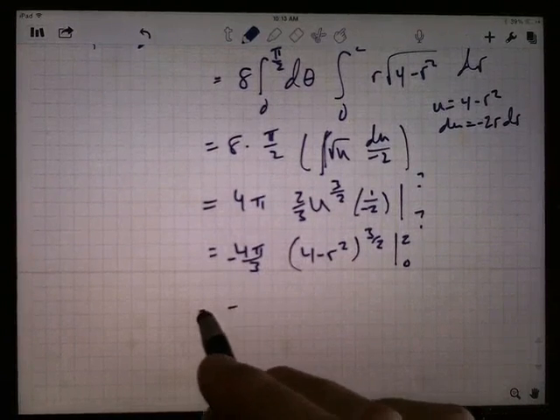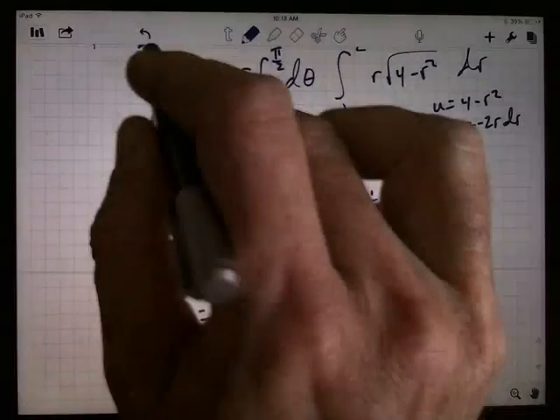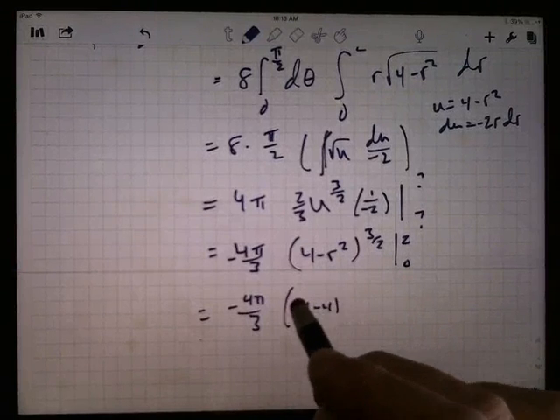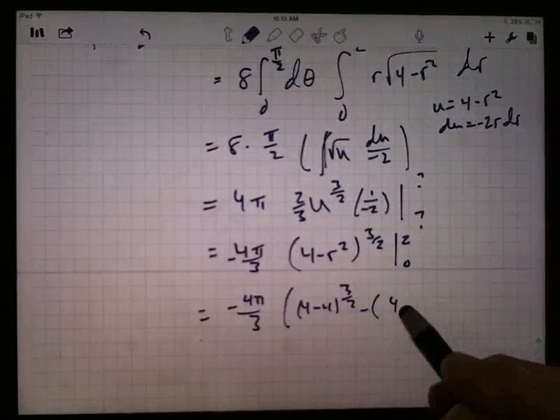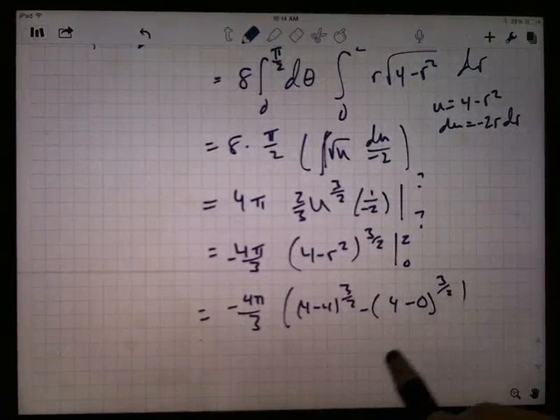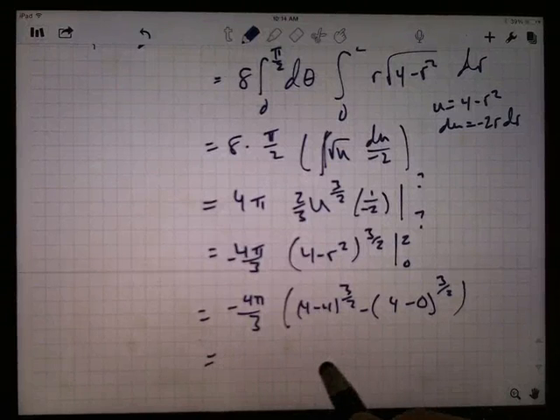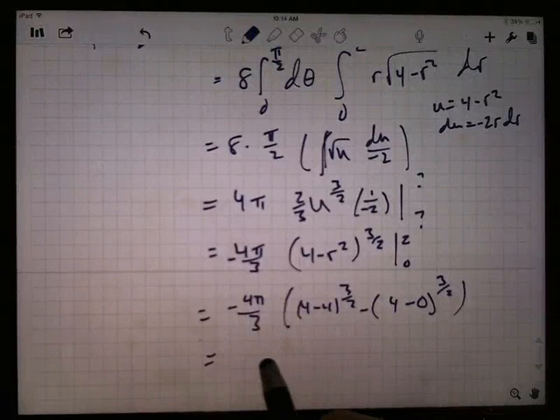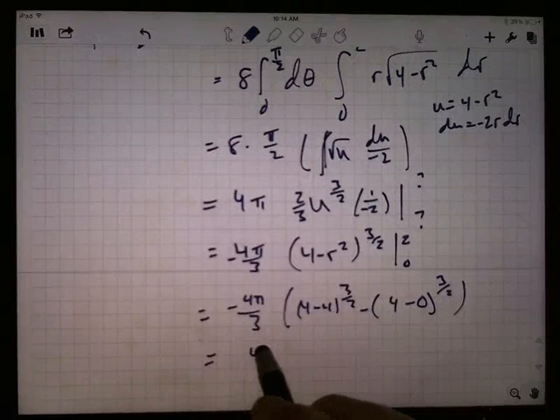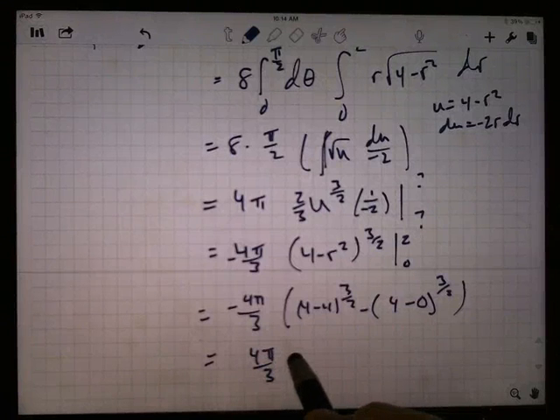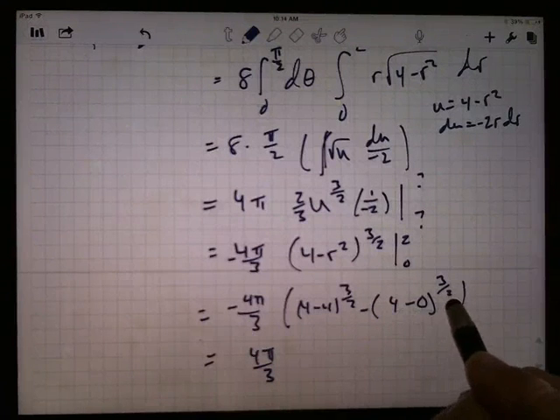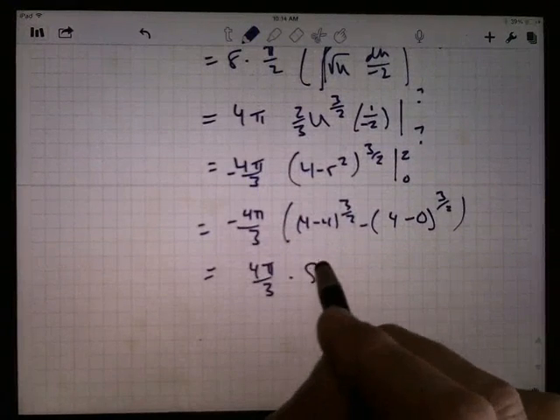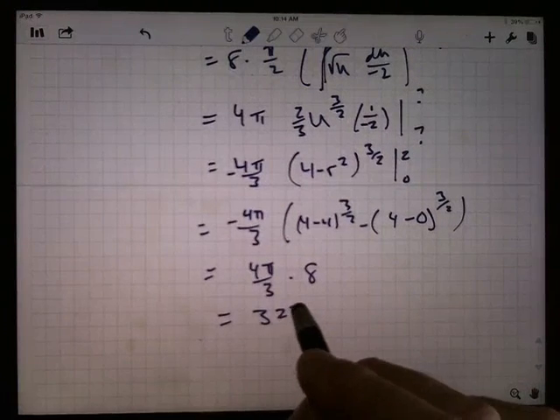So here we go, negative 4 pi over 3, plug the 2 in, 4 minus 4 to the 3/2, plug the 0 in, 4 minus 0 to the 3/2. Yay, I like that. Because the minus sign was kind of worrying me, but I think we're okay now. I've got 4 pi over 3 times 8, because 4 to the half power would be 2, and then cube that, so that's 8. So I've got 32 pi over 3.